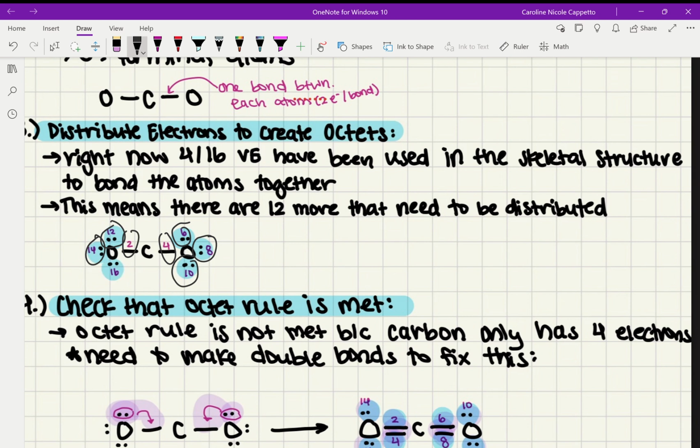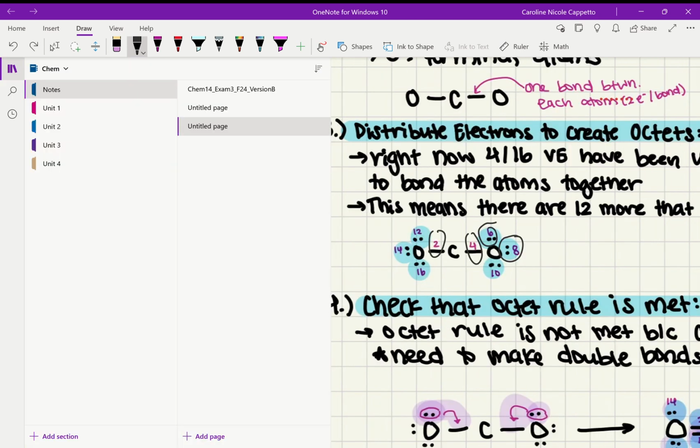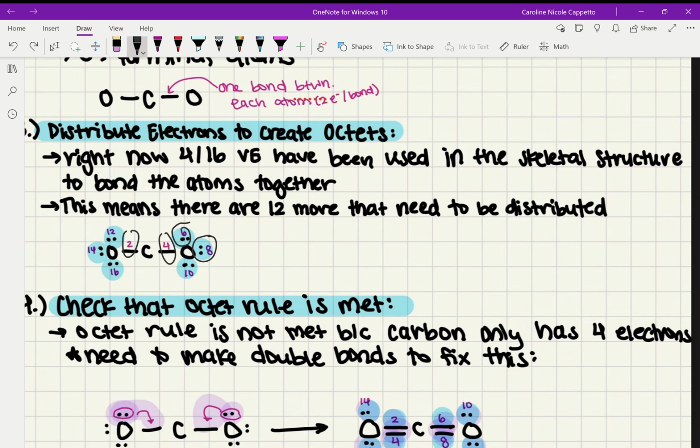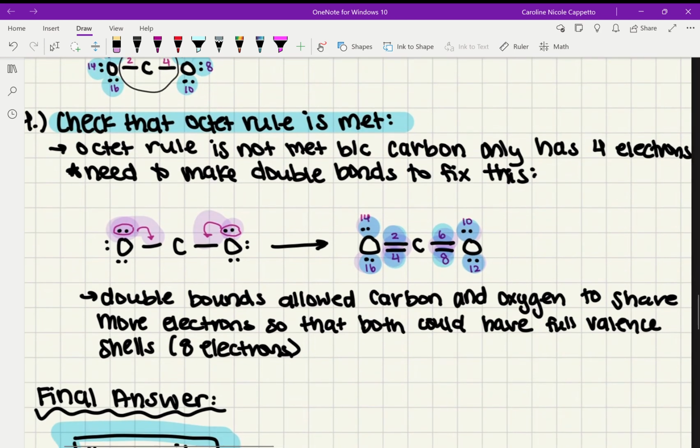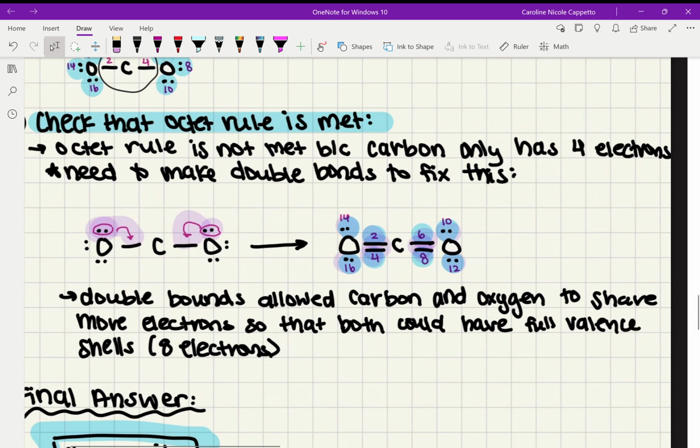We now have reached the 16 valence electrons. But if you notice, the octet rule is actually not met because carbon right here only has 4 valence electrons when it needs to have 8 valence electrons. And so, our fourth rule: check that the octet rule is met. We know it hasn't been met.